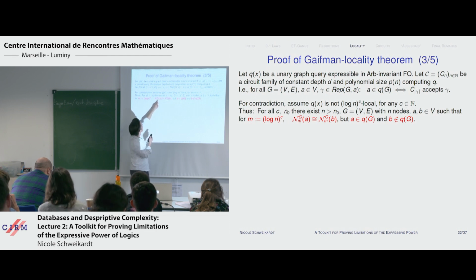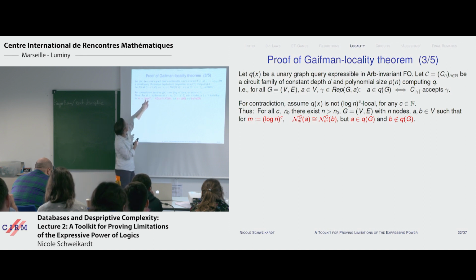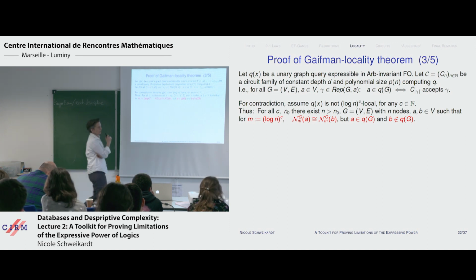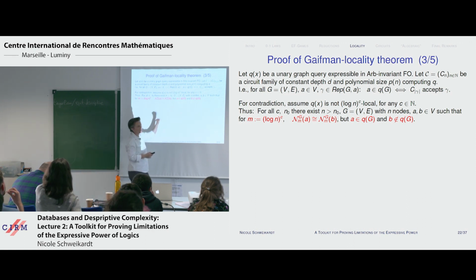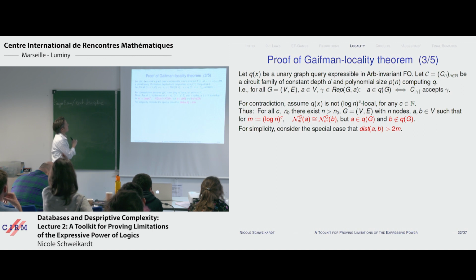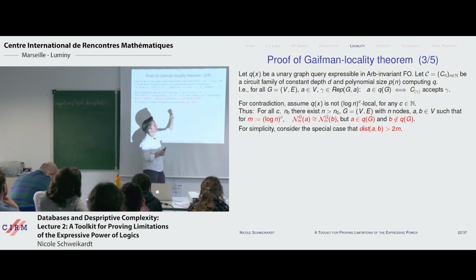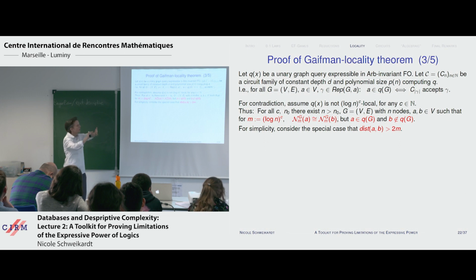And what is the local neighborhood? It's the neighborhood of radius (log n)^c, and that's what I'll call M from now on. Here I just plug in the definition of not being (log n)^c local. So this is a counterexample to this locality. And to keep things in this proof idea simple, let's assume that these two nodes A and B are far away from each other, so that their local neighborhoods don't intersect and don't touch.